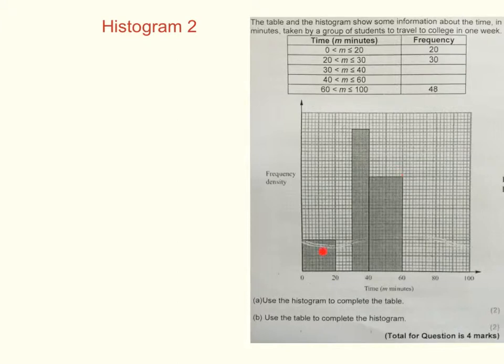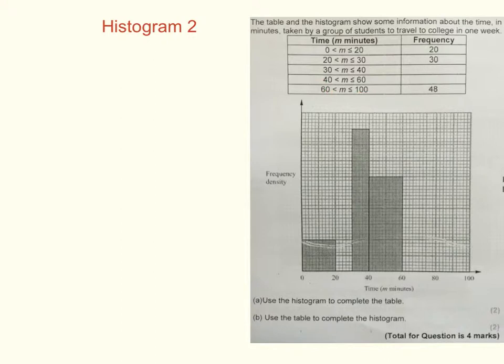So you can see we've already got a histogram here. We've got the frequency density, and we've got time in minutes. The question is talking about some information about time in minutes taken by a group of students to travel to college one week. If I'm reading the table right, it says that 20 students took between 0 and 20 minutes to get there. 30 students took between 20 and 30 minutes to get there. We don't know how many students took between 30 and 40, and so on. And it looks like 48 students took 60 to 100 minutes to get there.